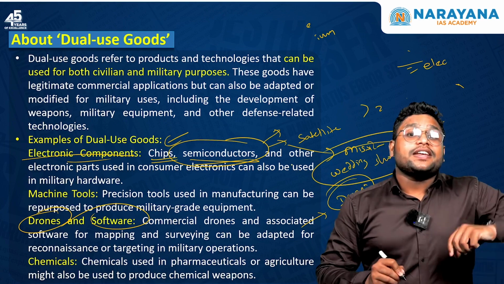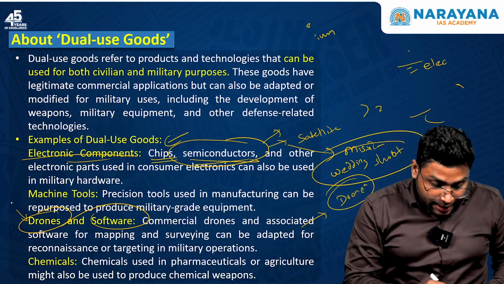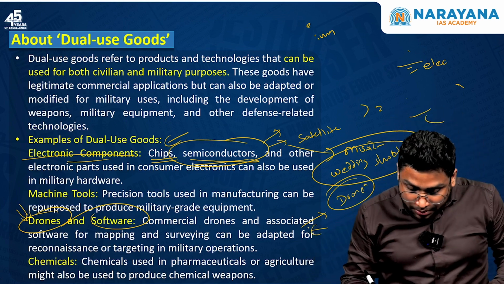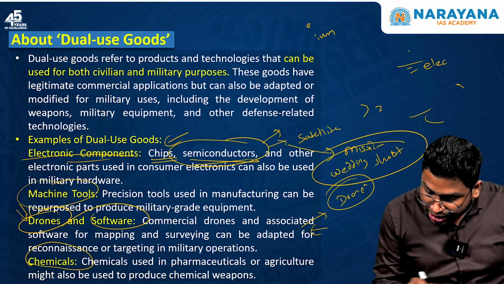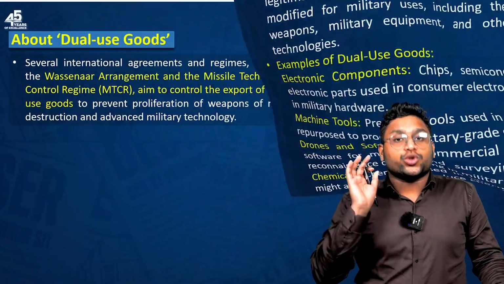Now, this is a civilian purpose. But the same drones can be used to send terrorists. The same drones can be used to send some kind of nuclear material. And then it becomes a dual-use good. There can be many chemicals also. There can be some machine tools which are manufactured. And these are called dual-use goods.